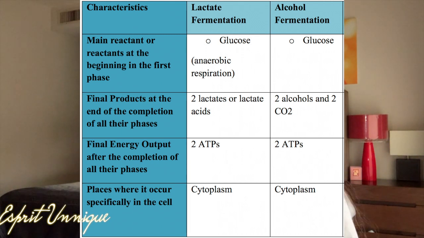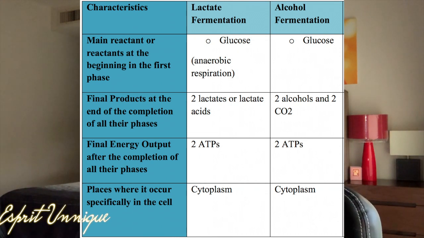So, the main reactant at the beginning of the first phase of lactate fermentation is glucose. Its final products are 2 lactates and the final energy is 2 ATPs. The place where it occurs is the cytoplasm.